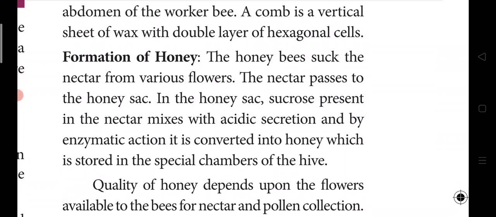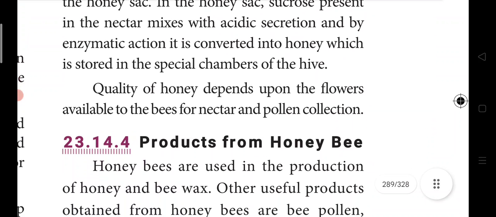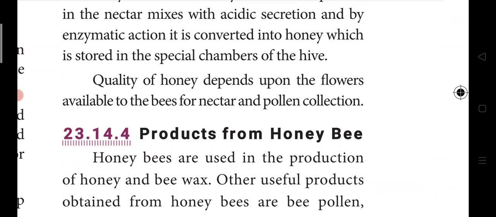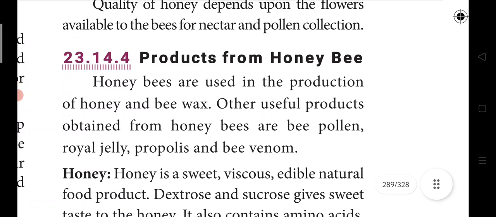So honey sac-ல என்ன இருக்கும்? சுக்ரோஸ் present ஆயிருக்கும் அந்த honey sac-ல. அந்த nectar அதோட mix ஆகி acid secrete ஆகி enzymatic actions-னால இந்த honey என்னாகும்? புதுசா create ஆகி அதுலேயே store ஆகும். Quality of honey depends upon the flowers available to the bees for nectar and pollen collection. So எல்லா honey-யோட quality-யும் ஒரே மாதிரி இருக்காது. எந்த plant, எந்த flower-லேருந்து அந்த worker bees nectar collect பண்ணிட்டு வராங்களோ அதை பொறுத்து தான் honey-யோட quality-யும் இருக்கும்.